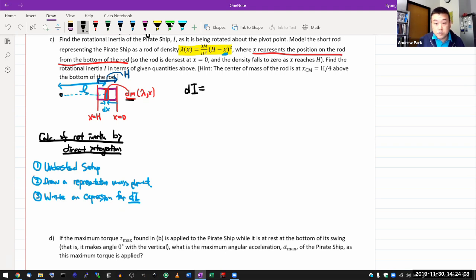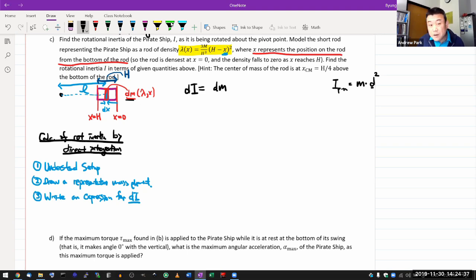So remember the rotational inertia of a point mass is mass of the thing times the distance squared, distance from the rotational axis squared. So I'm going to have to write something similar here. I'm going to have to write the mass of this element, that's my dm, which I'm going to expand out a little bit later. And I need to write down an expression for distance here.